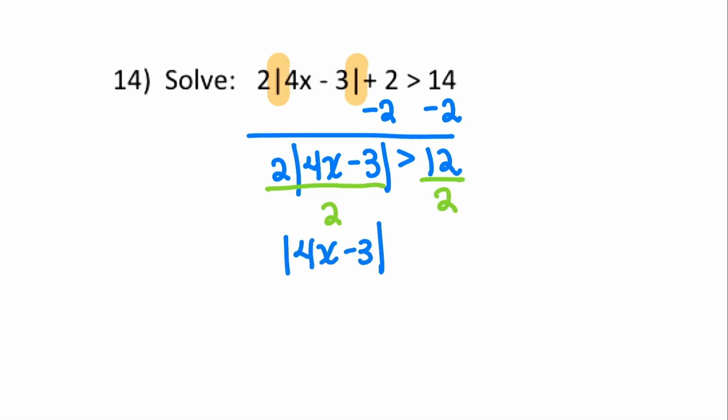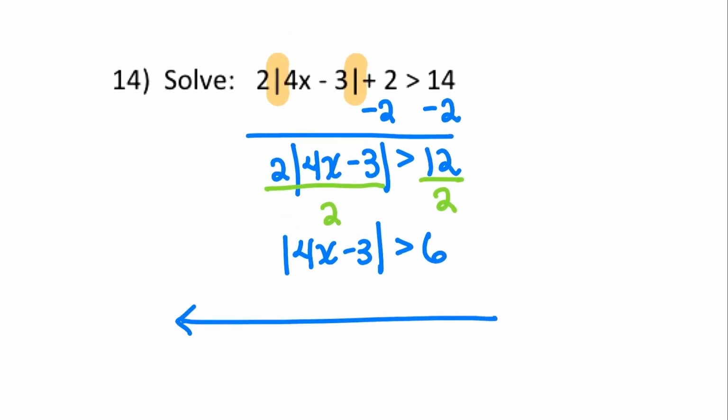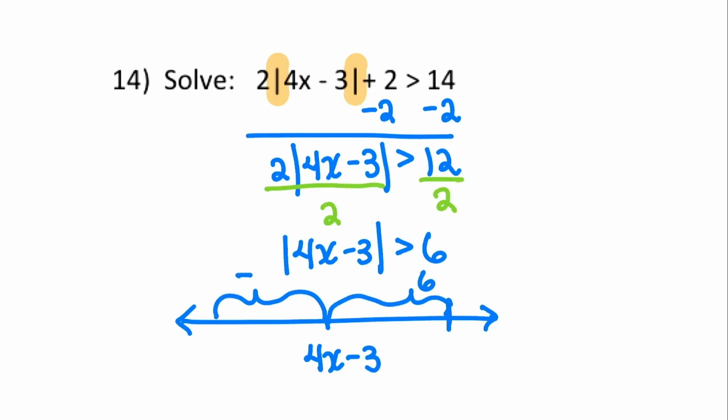Now we have the absolute value of 4x minus 3 is greater than 6. What this means, I always like to draw it out this way because I really think it makes more sense. The distance away, that's what absolute value means, is the distance away from 4x minus 3 is greater than 6 units. So I'm going to show you what this means on a number line. The distance away from 4x minus 3 is going to be greater than 6 units, which means that it's going to end up over here and over here.